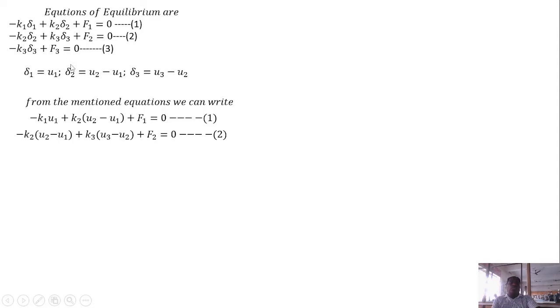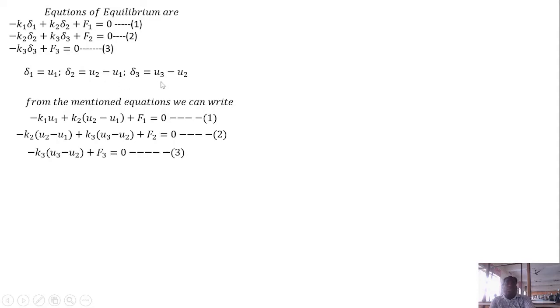I can substitute delta 2 is equal to u2 minus u1 on this equation, and delta 3 is equal to u3 minus u2 on this corresponding equation. From this I can get minus k2 into (u2 minus u1) plus k3 into (u3 minus u2) plus f2 is equal to 0. Likewise, I can change the second equilibrium equation with the displacement values.